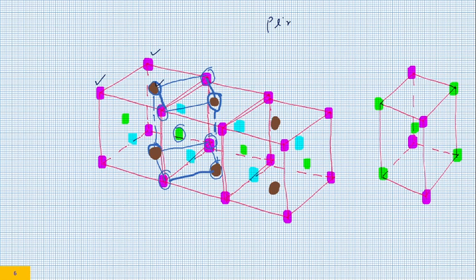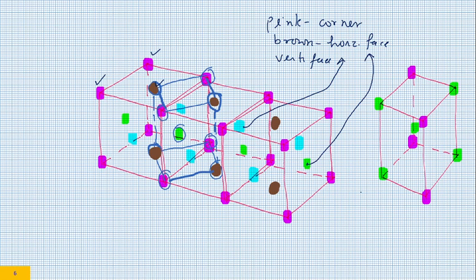So pink are corner, brown are horizontal face atoms. Vertical face atoms are what? What is this color? I don't know what this color is. It's this color. And there are also vertical face atoms. This is also a vertical face atom. So one is green and there is another color. I do not know. It is kind of blue, marine blue kind of thing. So these are the colors.